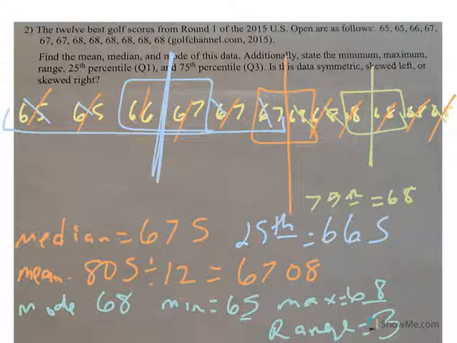You will see 3 numbers. Between each vertical bar, there are 3 numbers. And that should always work when you're breaking up the 25th, 50th, and 75th percentile.